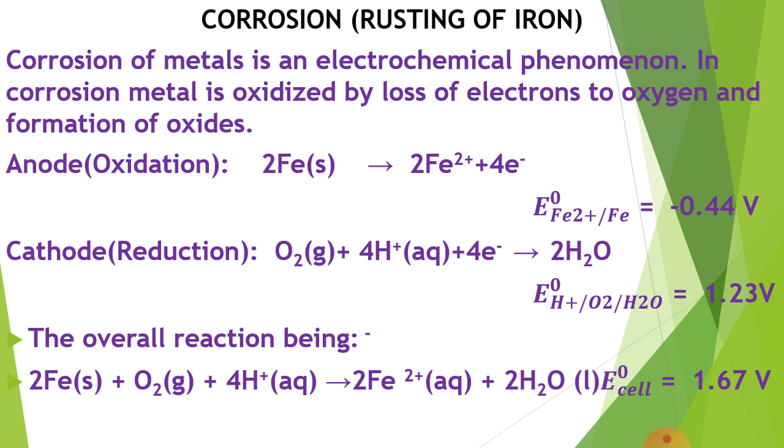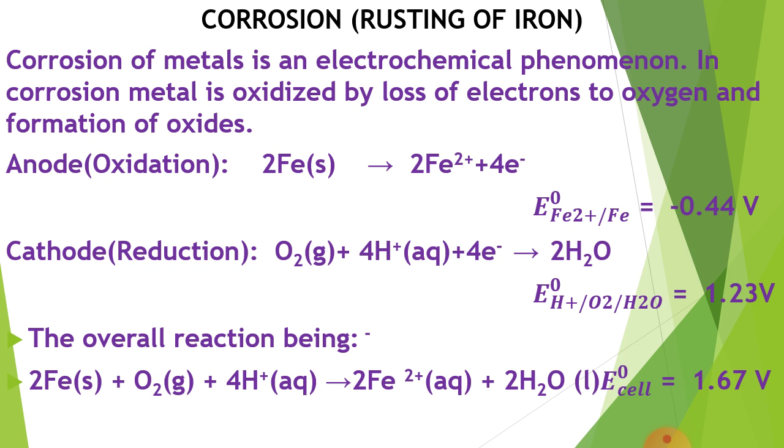Now corrosion, the last topic of unit 3, rusting of iron. Here you have to know about the rusting of iron. Corrosion is a broad term which includes rusting of iron and tarnishing of silver. Simply, in corrosion there is loss of the top surface of the metal. Corrosion of metal is an electrochemical phenomenon. In corrosion, the metal is oxidized by loss of electrons to oxygen and formation of oxides takes place.